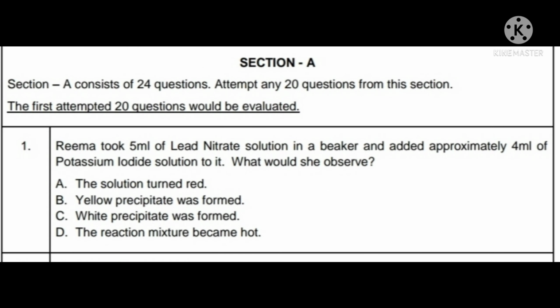Section A, attempt any 20 questions. First one, Rima took 5 ml of lead nitrate solution in a beaker and added approximately 4 ml of potassium iodide solution to it. What would she observe? Option A, the solution turned red. B, yellow precipitate was formed. C, white precipitate was formed. D, reaction mixture became hot. Here the correct answer is option B, yellow precipitate was formed.